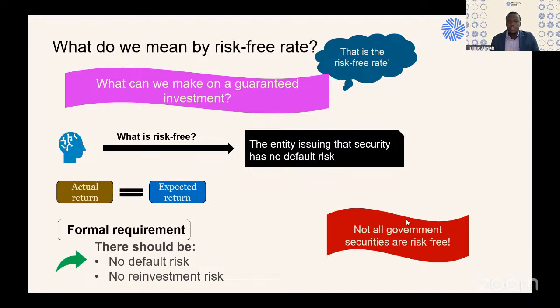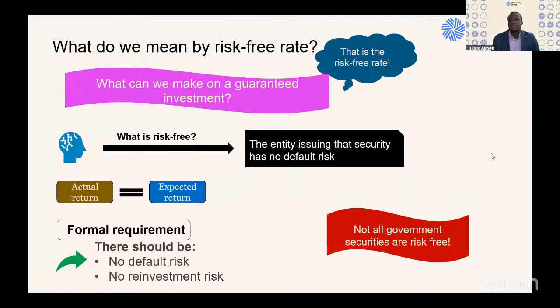I'll show you. So in this case, you can see clearly that not all government securities are risk-free. Not all government securities are risk-free. Because for you to be considered risk-free, there must be no default risk, right? And there must be no reinvestment risk. So a government may have no default risk, but may issue an instrument that has reinvestment risk. You see, the two must be met. To get a true risk-free instrument, the two conditions or requirements must be met.